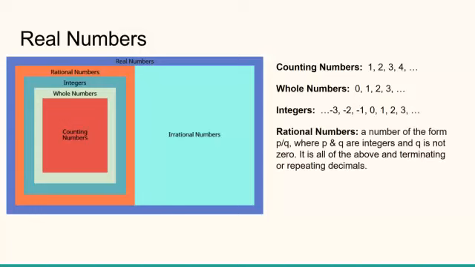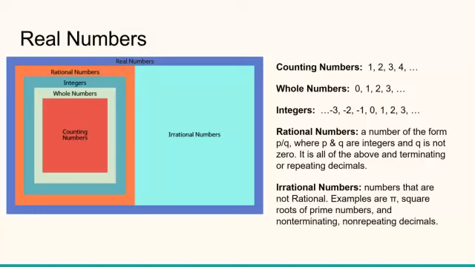The rational numbers, where we start including the fractions. They're a number of the form p over q, where p and q are integers and q is not 0. It's all of the above numbers plus some terminating and repeating decimals. So like 1/2 is a rational number, and it's of course 0.5. If it's a decimal that repeats, like 1/3 is 0.333333333, and it goes on and on and on, that's rational because I can write it as a fraction.